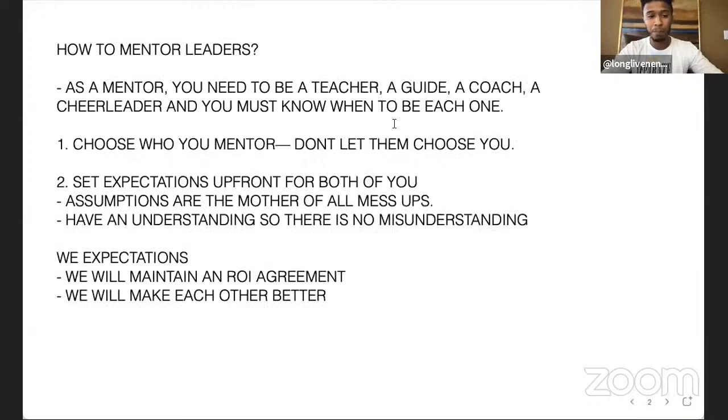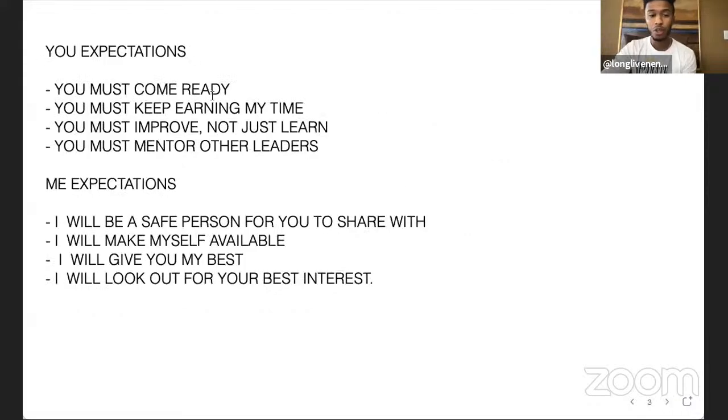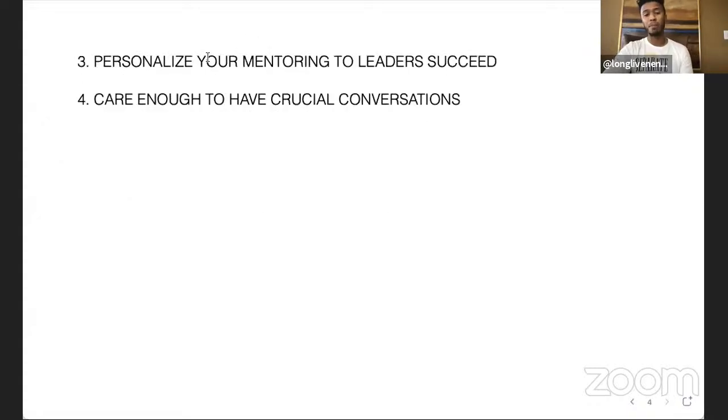Then we went over the second part, how to mentor leaders. Number 1, choose who you mentor, don't let them choose you. Number 2, set up expectations up front for both of you. We have we expectations, you expectations, and my expectations. Don't forget those. Number 3, personalize your mentoring to help leaders succeed. And number 4 is care enough to have crucial conversations.